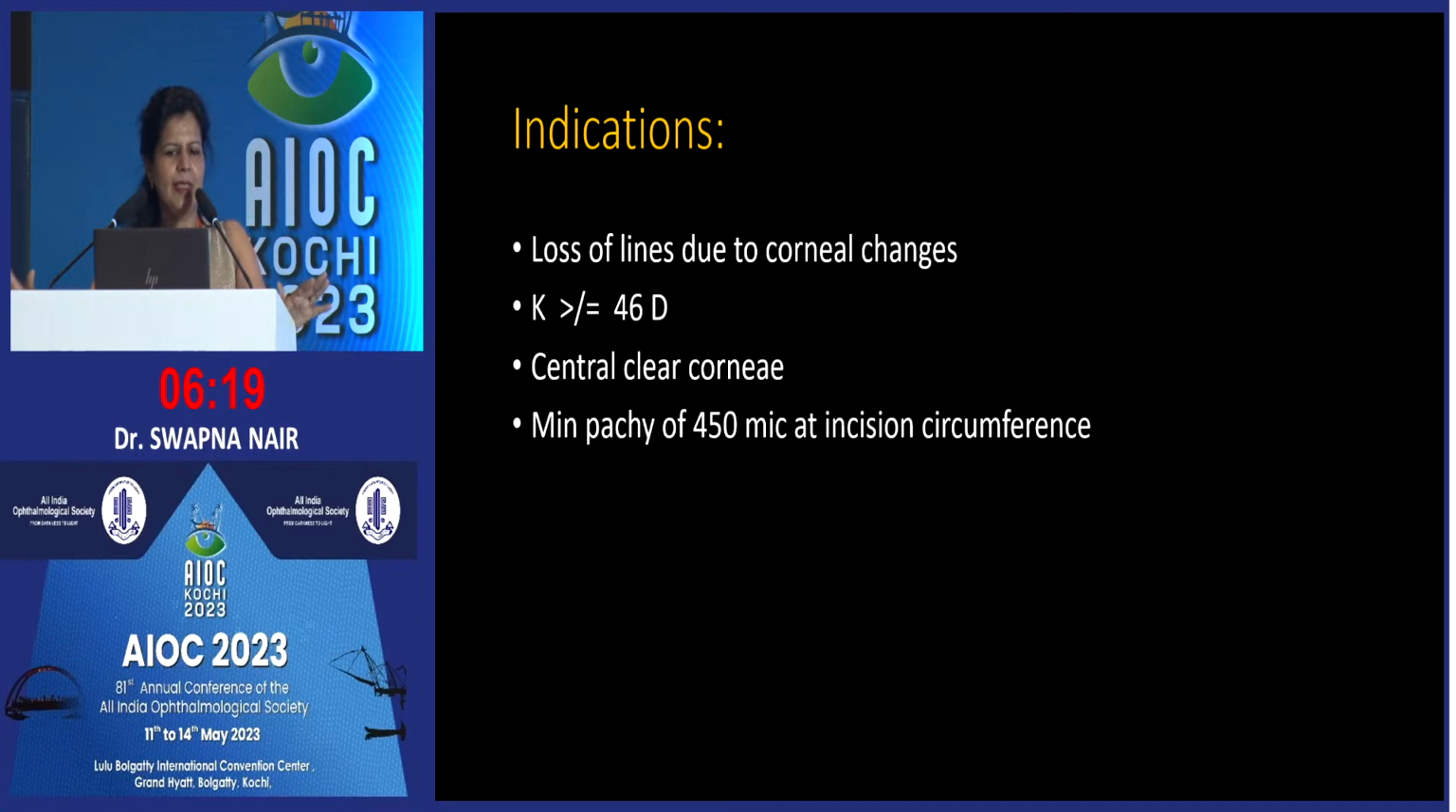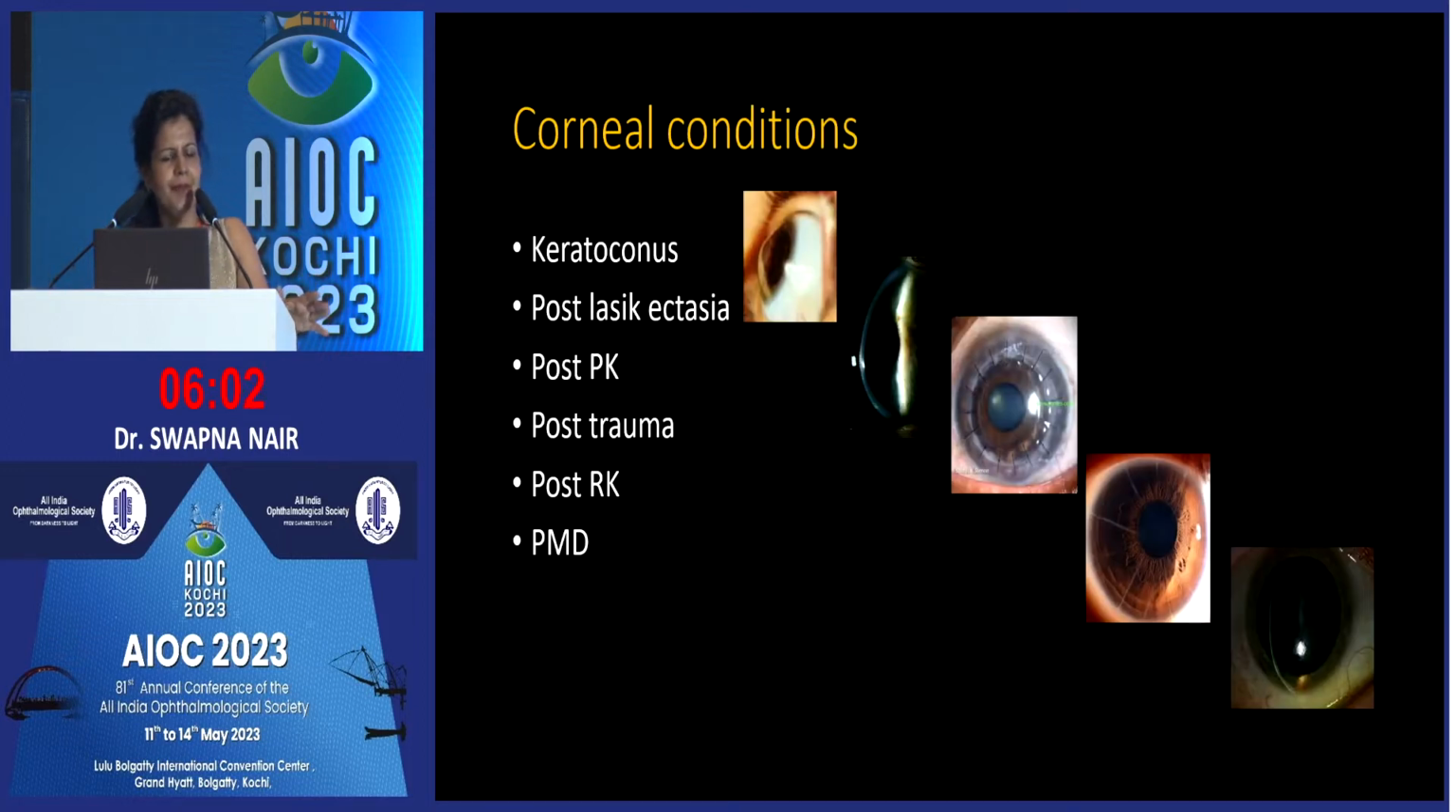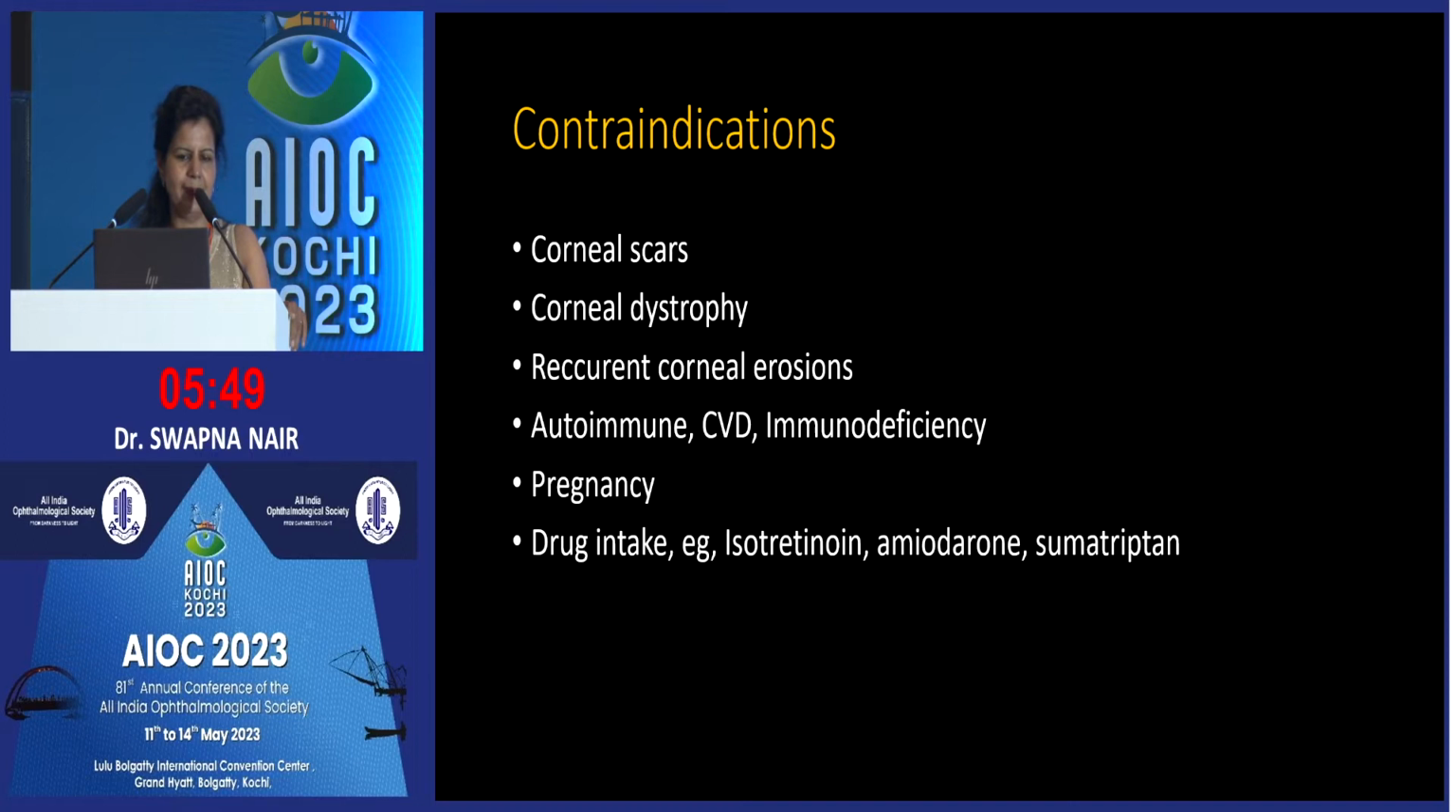Basically, when there is loss of lines due to corneal change, or you have a high dioptric corneal value, with a central clear cornea and a minimal pachymetry of 450 microns at the point where you want to insert the ring segments, these are the indications for this procedure. And these are the various conditions in which you can use it: for ectasia without central scarring and with a minimal residual corneal thickness.